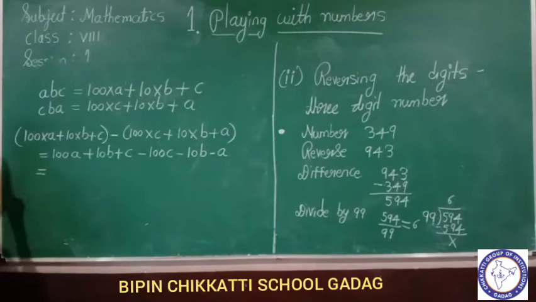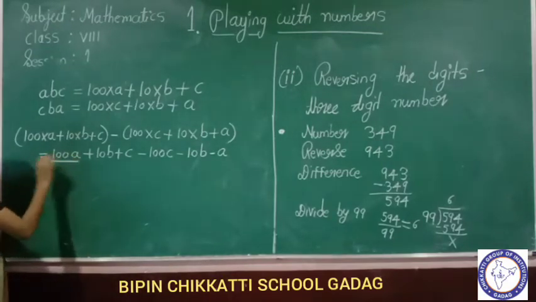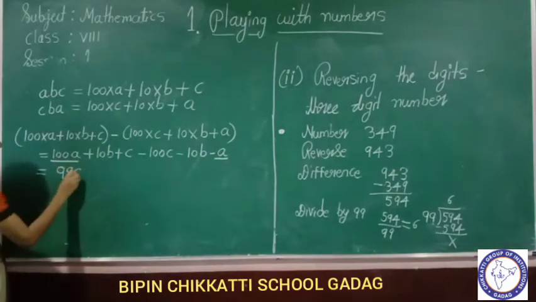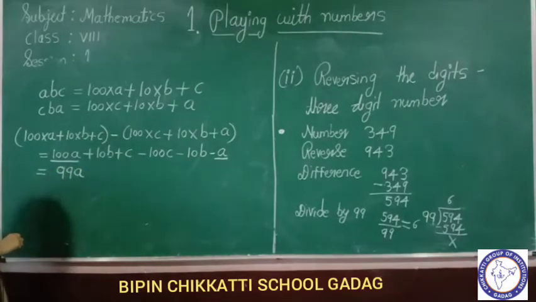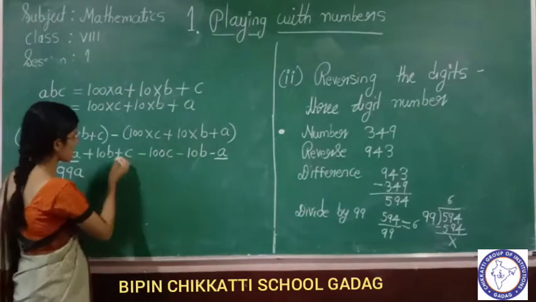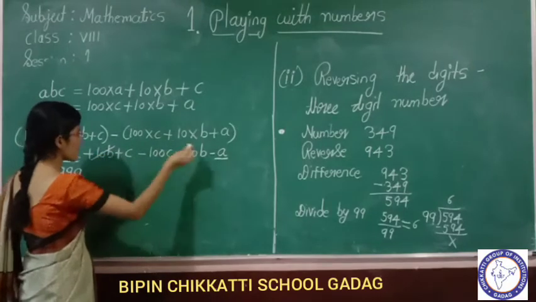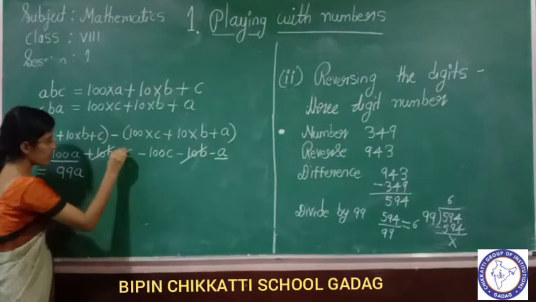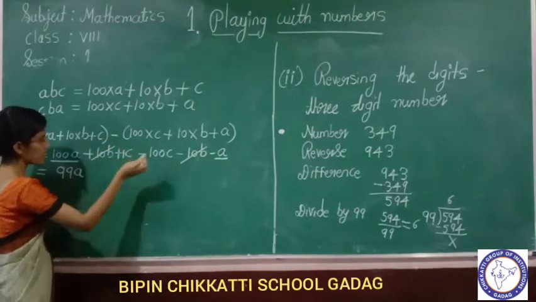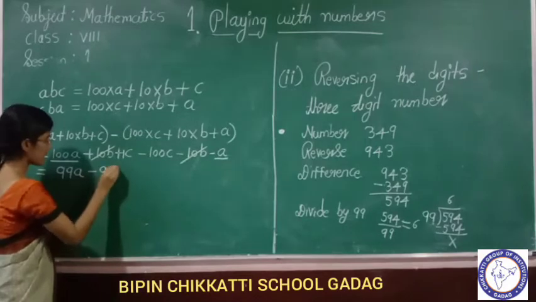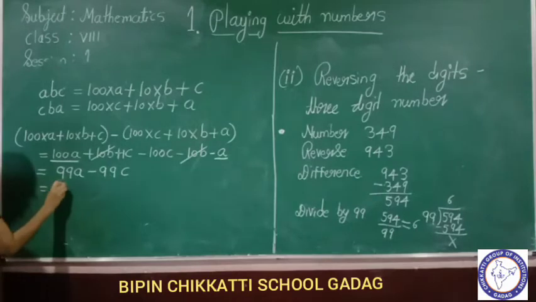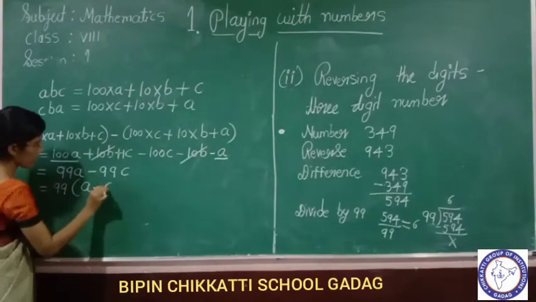Now in algebra we can add or subtract the like terms. Yes or no? Here 100A minus A is what? 99A. Afterwards, plus 10B minus 10B will get cancelled. Yes. What is plus C? Here 1 will be there. What is plus 1 minus 100? It is minus 99C. Now what is common here? 99 is common. What is remaining? A minus C.